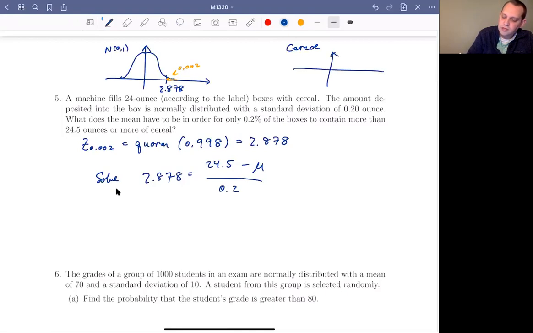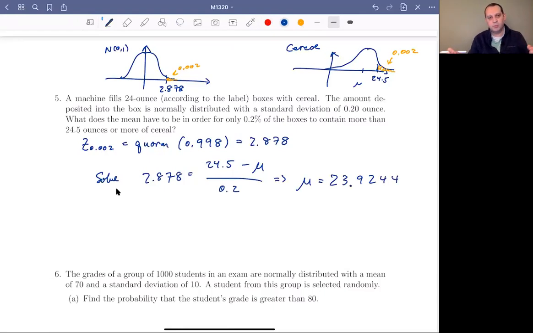We want to know, what does the mean have to be if 24.5 is that same cutoff, so that the area under the curve to the right of it is 0.002, or equivalently, the area to the left is 99.8% or 0.998. So when we do this calculation, this is again just a simple algebra calculation. It turns out that the mean should be 23.9244.